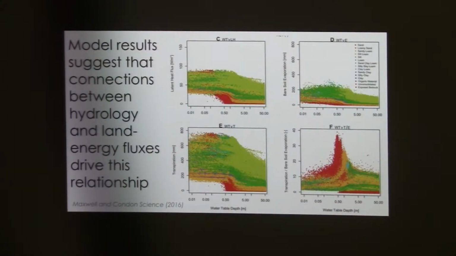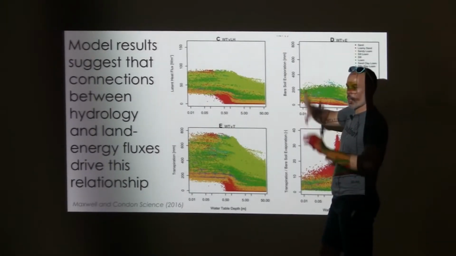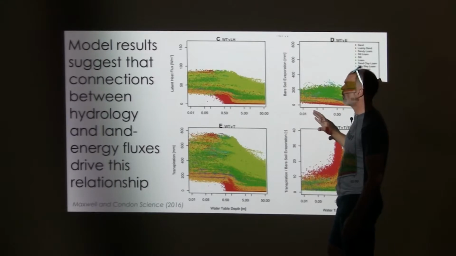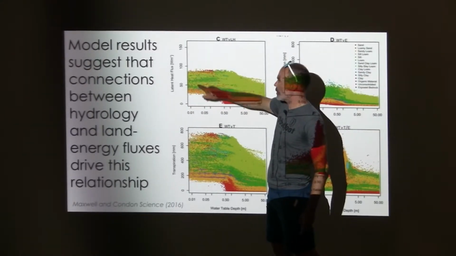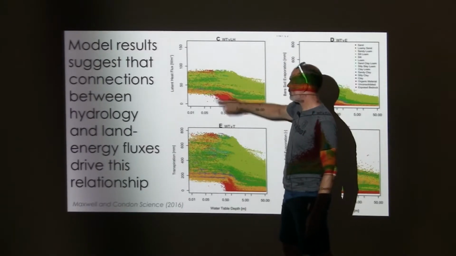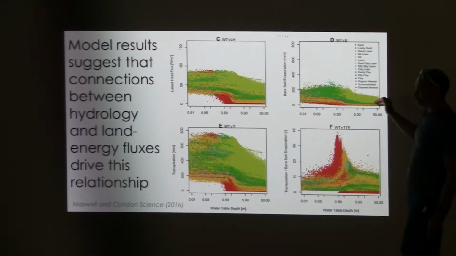So why lateral flow? What's the important piece? Our hypothesis is, and again, we can use these sort of large-scale diagnoses from models, we can plot latent heat flux. This is annually averaged. Each dot is a model pixel. We have them colored by soil type.